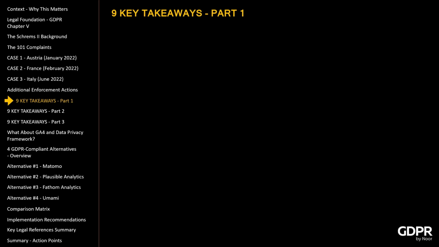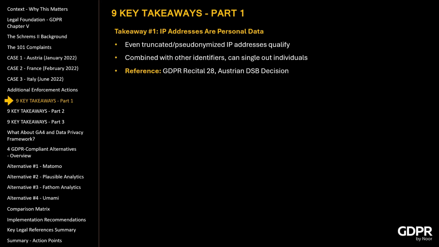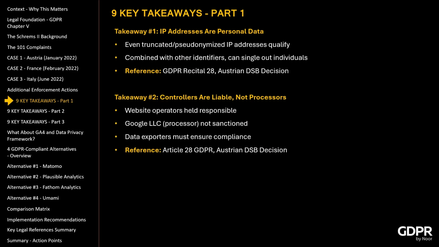Key takeaways. One: IP addresses are personal data. Even truncated or pseudonymized IP addresses are still personal data under GDPR because they can identify a user when combined with other data. Two: controllers are liable, not processors.